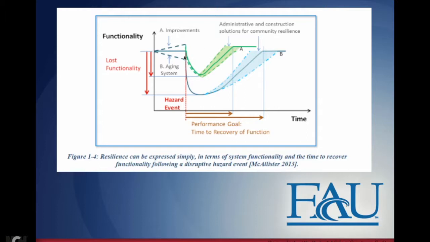In this other scenario, there was a hazard event and functionality decreased way more than 50%. In this case, it looks like it was knocked down to about 25%. And because of the damage that was impacted and the increased lost functionality, it took longer to get back to full functionality. And that triangle of resilience is larger.